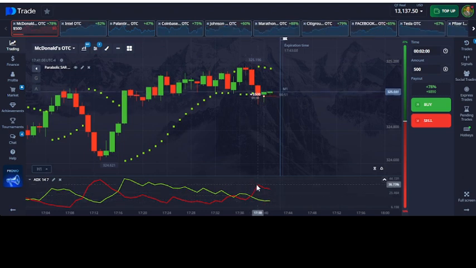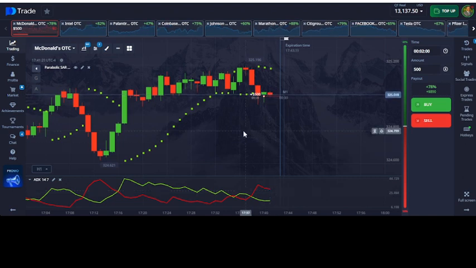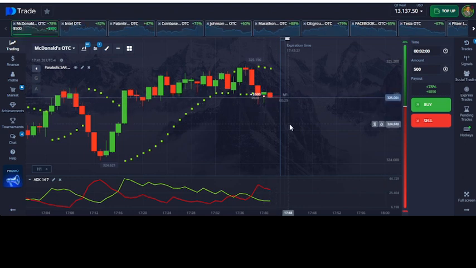in an upward direction. So this tells me that the bears, there are more sellers in control, pushing the price of the McDonald's OTC stock downward. So I'm anticipating a bearish movement to the downside here in the price of McDonald's over the next 2 minutes. So let's monitor this trade and wait for the expiration.